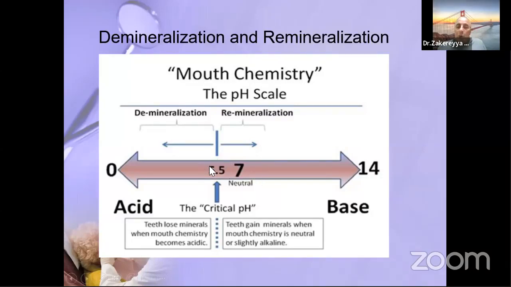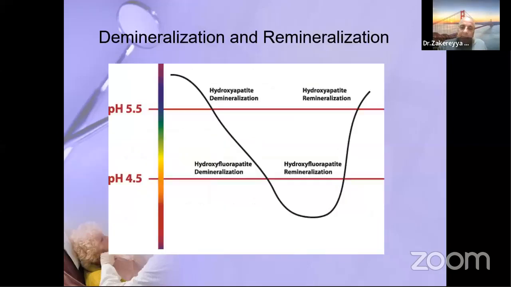If it goes always frequently for a long time lower than 5.5, you would expect the rate of dental caries to be very high. So teeth lose mineral when mouth chemistry becomes acidic, while teeth gain minerals when mouth chemistry is neutral or slightly alkaline.